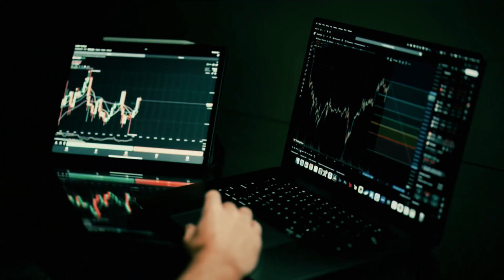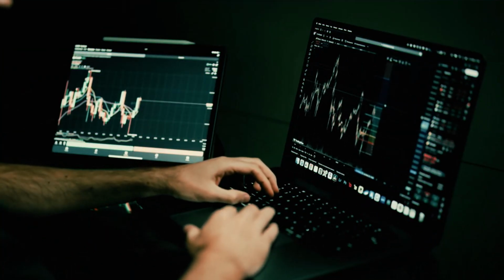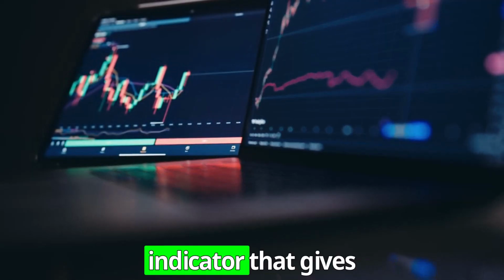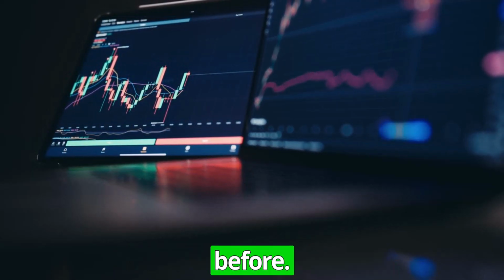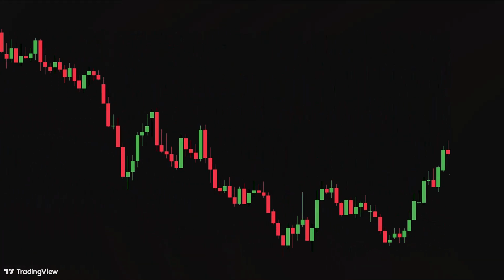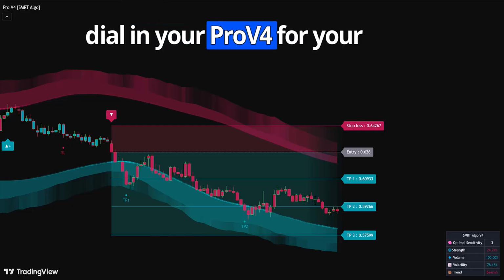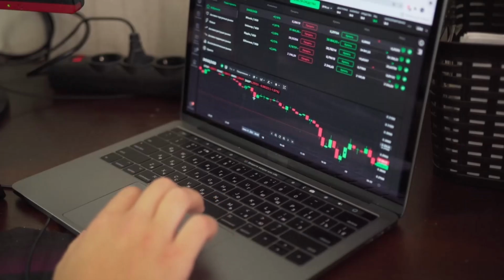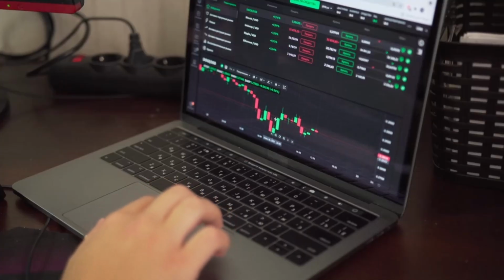Most traders use this advanced tool to time the market intelligently, despite the fact that you've probably never seen an indicator that gives insanely accurate signals before. So today I'm going to show you exactly how to dial in your Pro V4 for your market and time frame so that you only get the cleanest, most accurate signals possible.